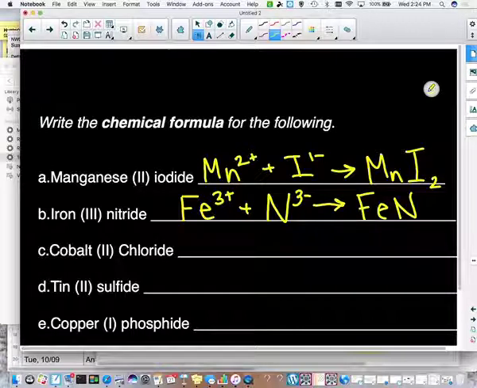Alright, try letter C. Cobalt. It's cobalt.